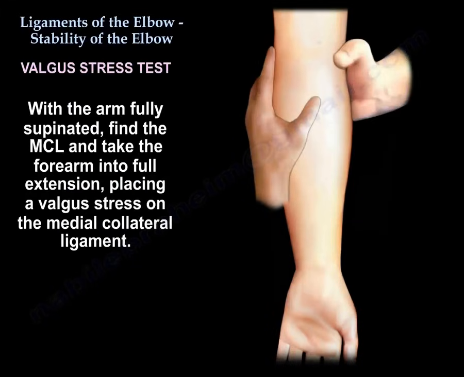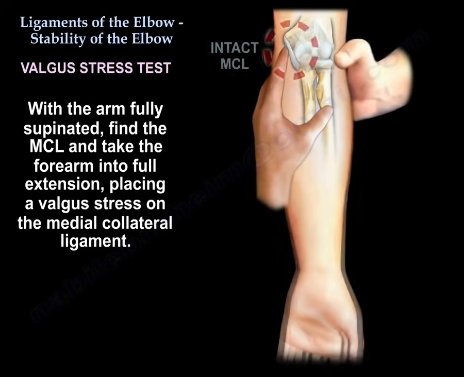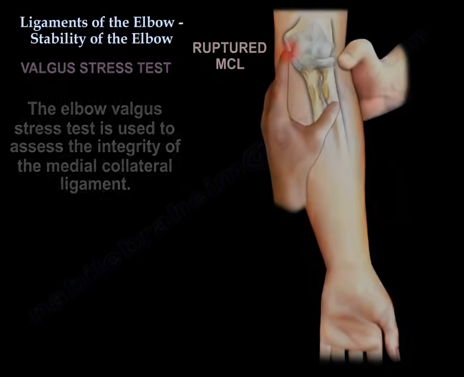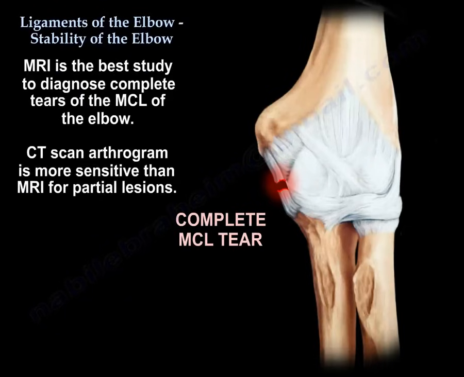With the arm fully supinated, find the MCL and take the forearm into full extension, placing a valgus stress on the medial collateral ligament. The elbow valgus stress test is used to assess the integrity of the medial collateral ligament. For MCL of the elbow, the clinical exam is not as good as the MRI. MRI is the best study to diagnose complete tear of the MCL of the elbow.